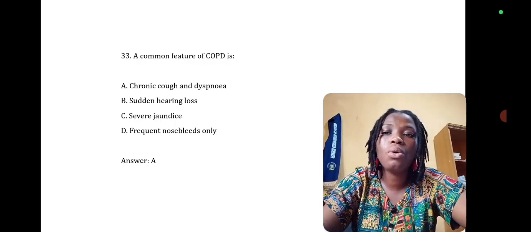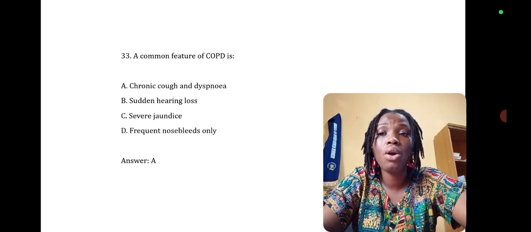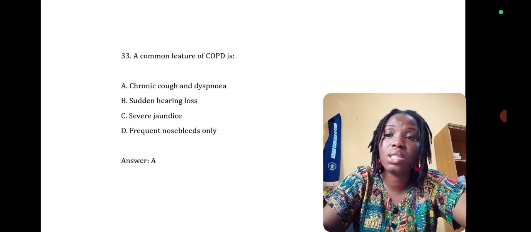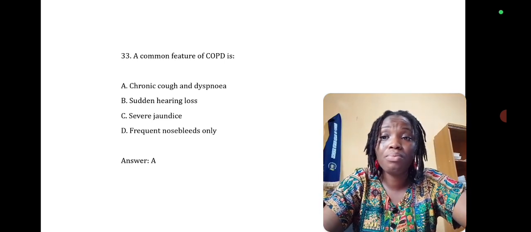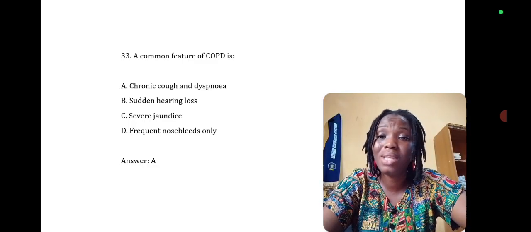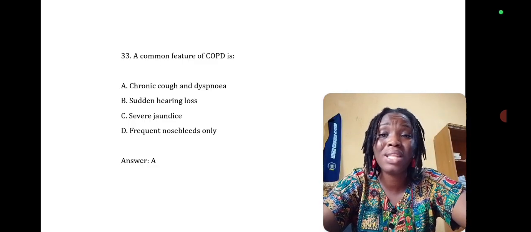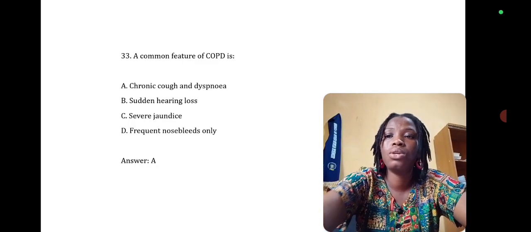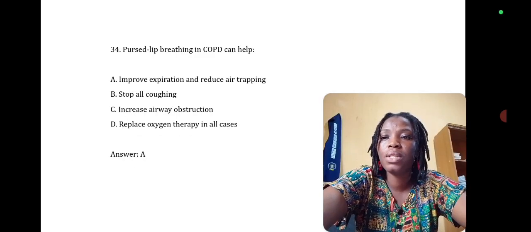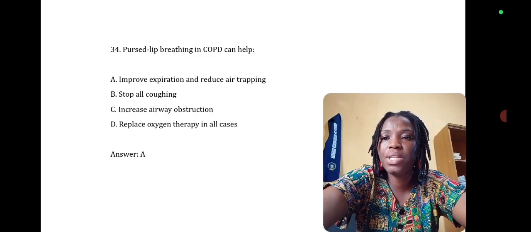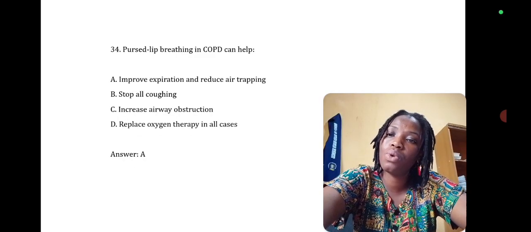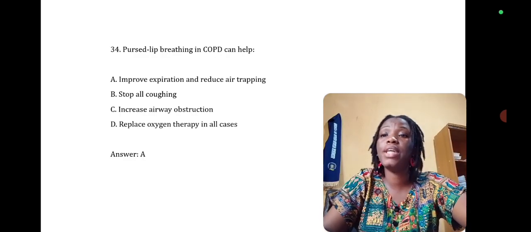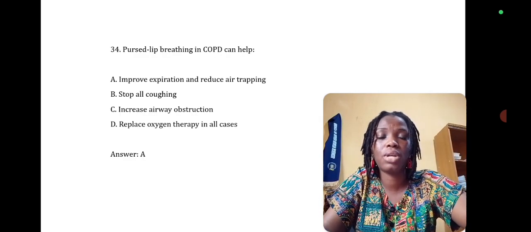So a common feature of COPD, chronic obstructive pulmonary disease, is A, chronic cough and dyspnea. Dyspnea must be there. You must have difficulty in breathing, shortness of breath. So your answer is A. 34. Pursed lip breathing in COPD helps to do what? It's A. It helps to improve exhalation and reduce air trapped.